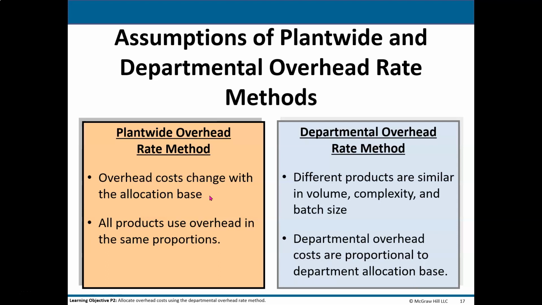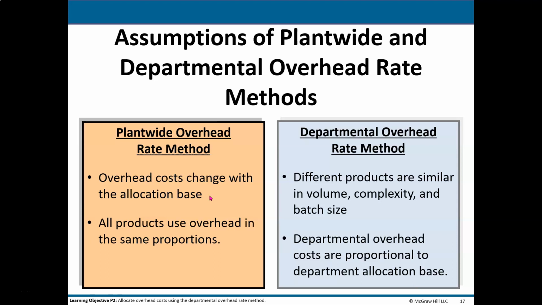And why is that? Well, when overhead cost bears little relation to the allocation base, allocating overhead costs using a single plant-wide rate is going to distort product costs and lead to poor managerial decisions. And that's what we call overcosting and undercosting. Overcosting is when we assume a product has more costs than it really does, and undercosting is when we assume that a product has less cost than it actually does.